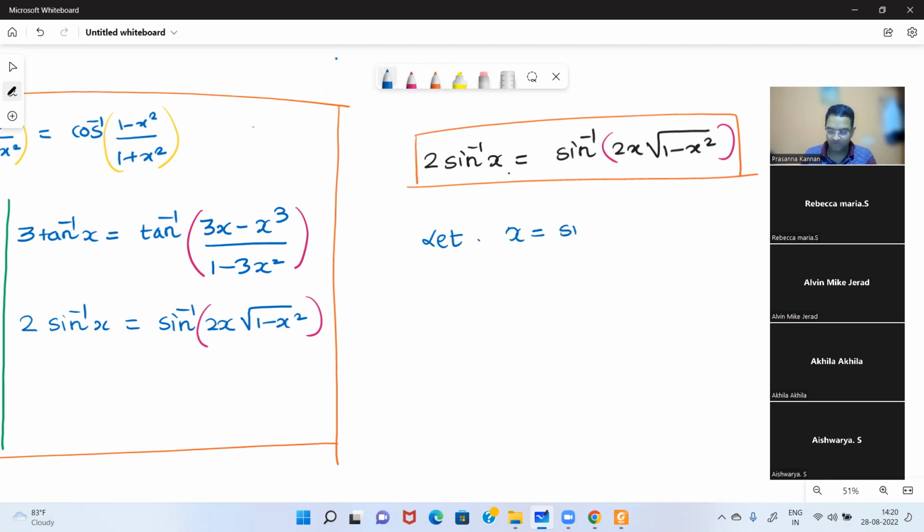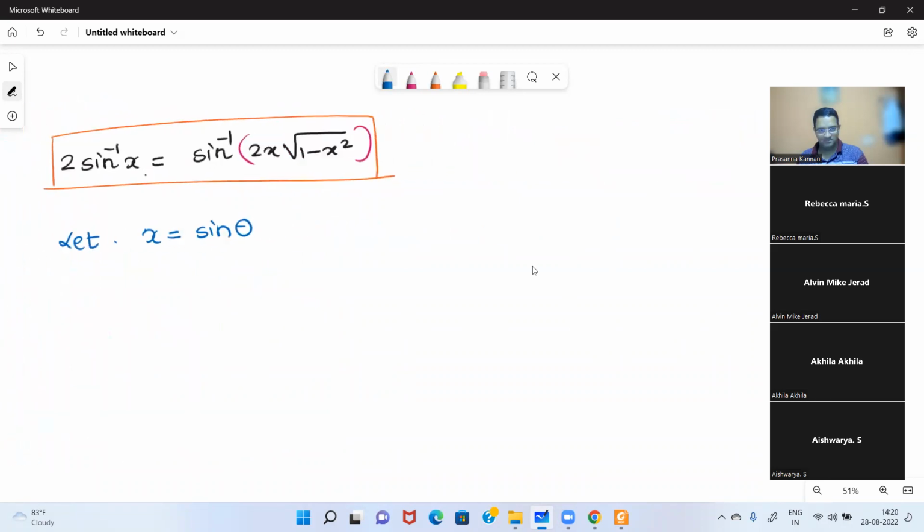Let x be equal to sine theta. What will theta be equal to? Sine inverse x. Okay, with this we will start.